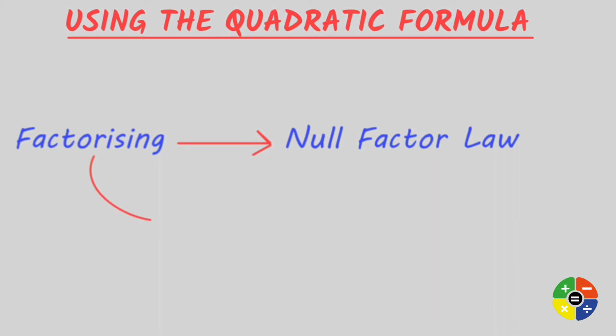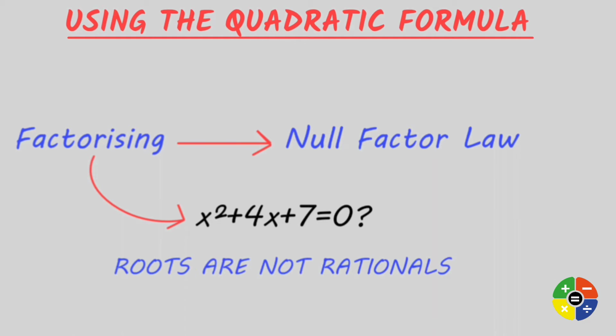Can you factorize the quadratic equation x squared plus 4x plus 7 equals 0? Try as hard as you can. You cannot find integer values which when multiplied give 7 and whose sum gives 4. This is because the solutions are irrational. Faced with this problem, the quadratic formula is useful.